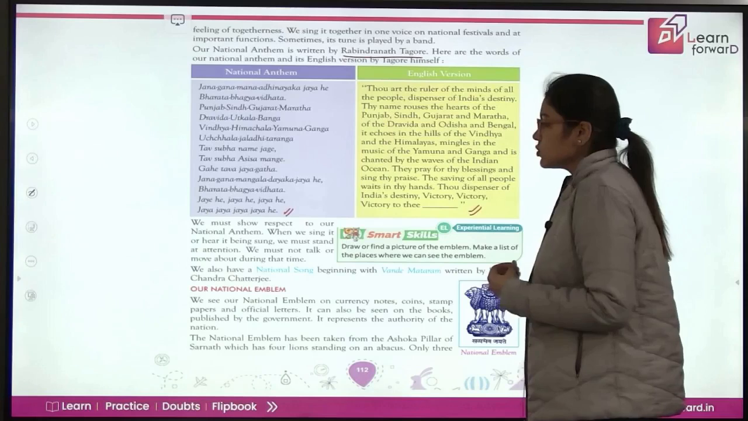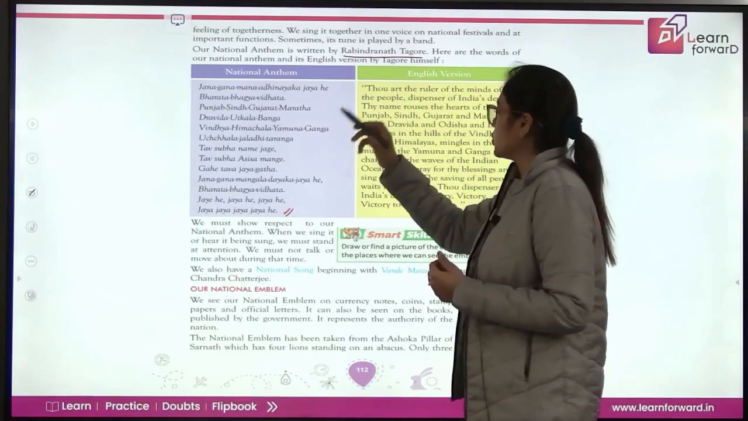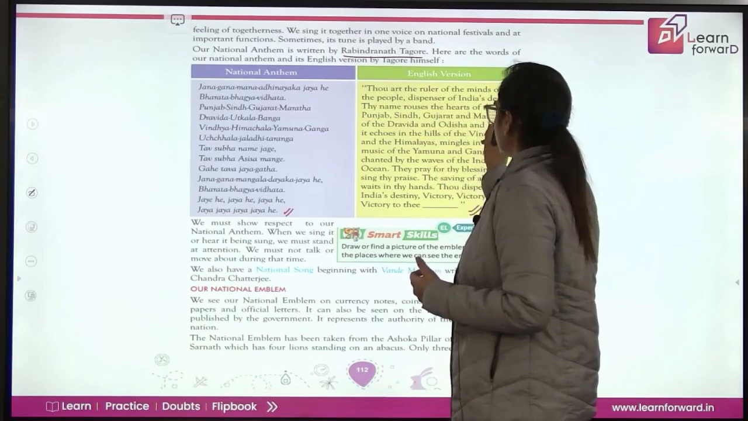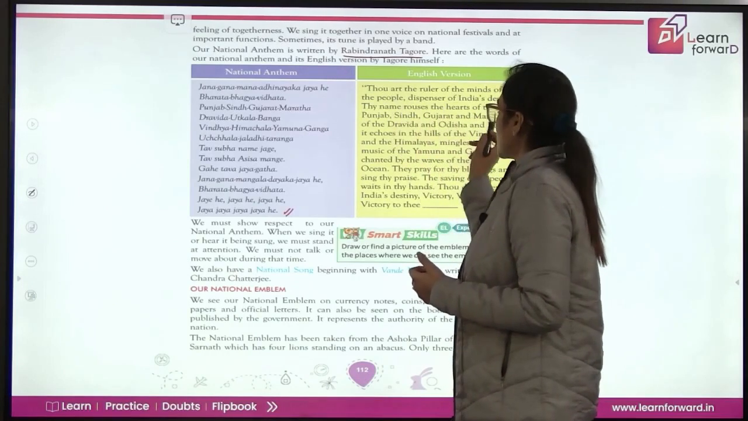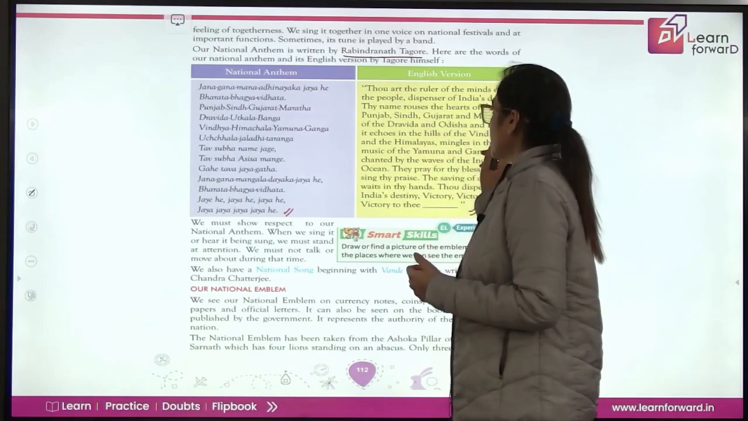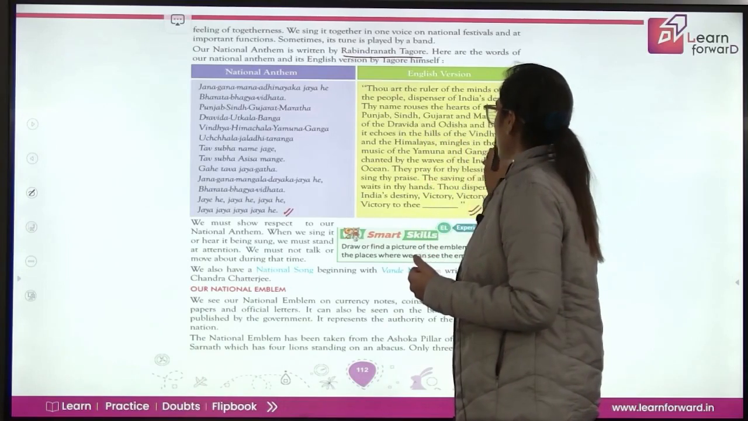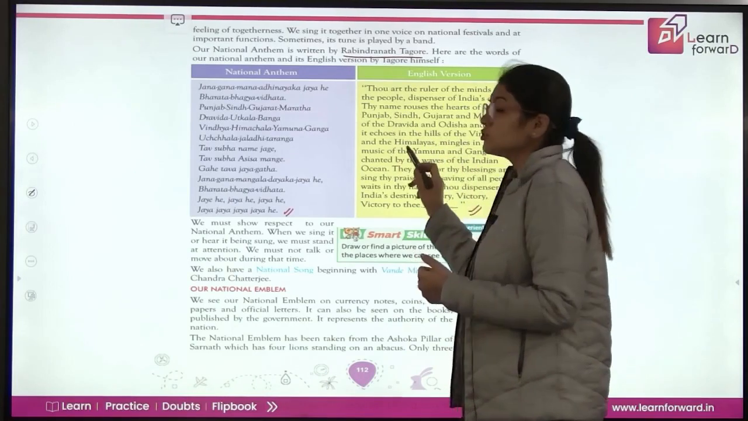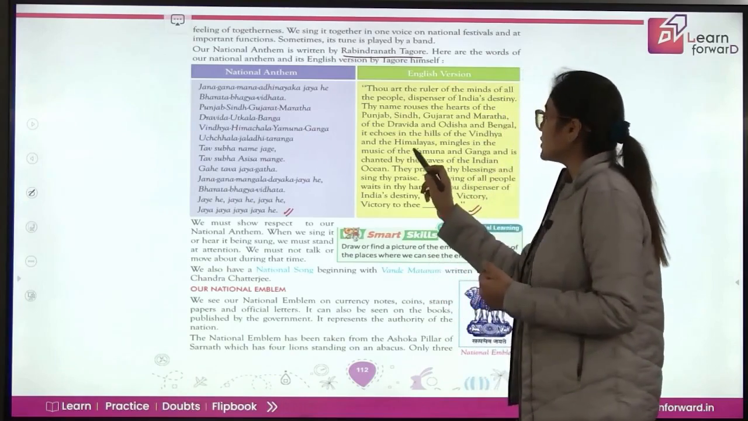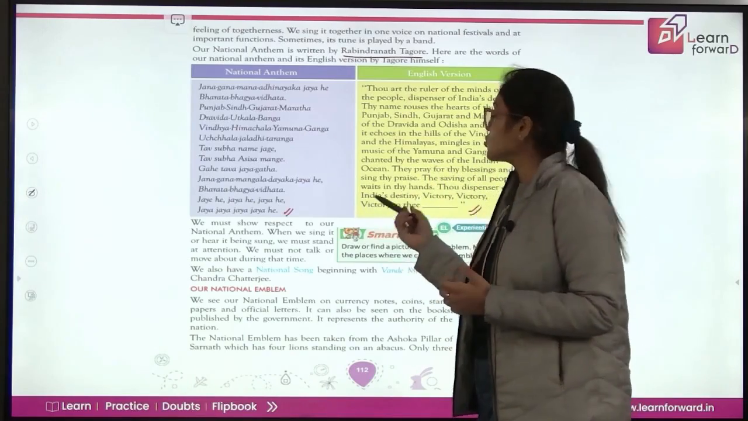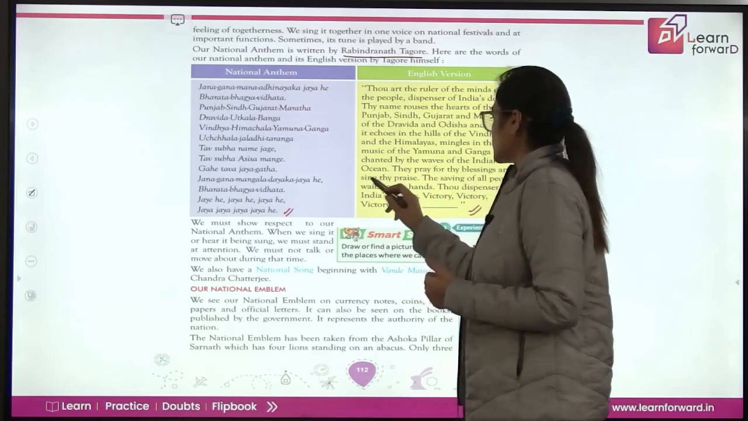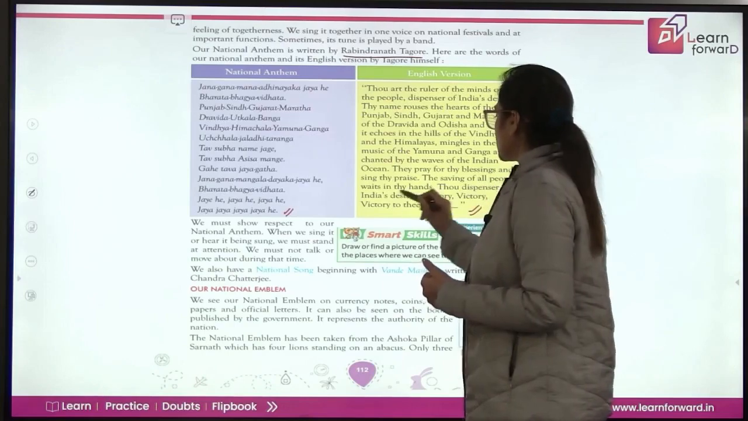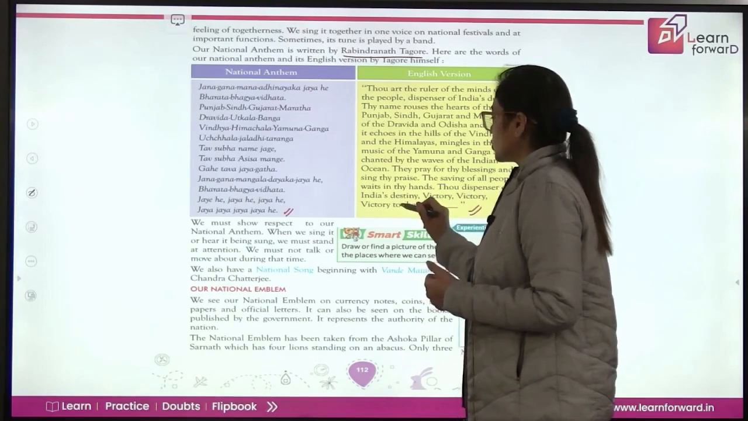Now I will read the English version for you once. Thou art the ruler of the minds of all the people, dispenser of India's destiny. Thy name rouses the hearts of Punjab, Sindh, Gujarat and Maratha, of Dravida and Odisha and Bengal. It echoes in the hills of Vindhya and the Himalayas, mingles in the music of the Yamuna and Ganga, and it is chanted by the waves of the Indian Ocean. They pray for thy blessings and sing thy praise. The saving of people waits in thy hands. Thou dispenser of India's destiny, victory, victory, victory to thee.